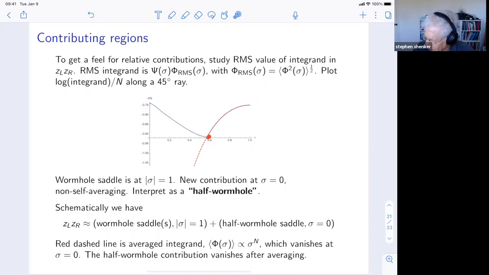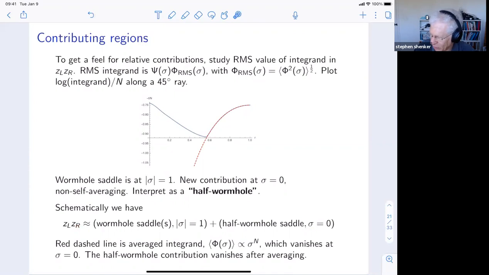Then we go along here at sigma like a half or something, and you get an exponentially suppressed signal. But it comes back up to the equal size, as it sort of must, at sigma equals 0. This makes a comparable contribution to this, but it depends a lot on which value of J you have. This is its average value, its root mean square value. This thing we interpret as a half wormhole, for reasons I'll tell you a little bit about. And so schematically, the non-averaged quantity is the wormhole saddles plus this half wormhole. It'll be a saddle point in a more subtle way at sigma equals 0.